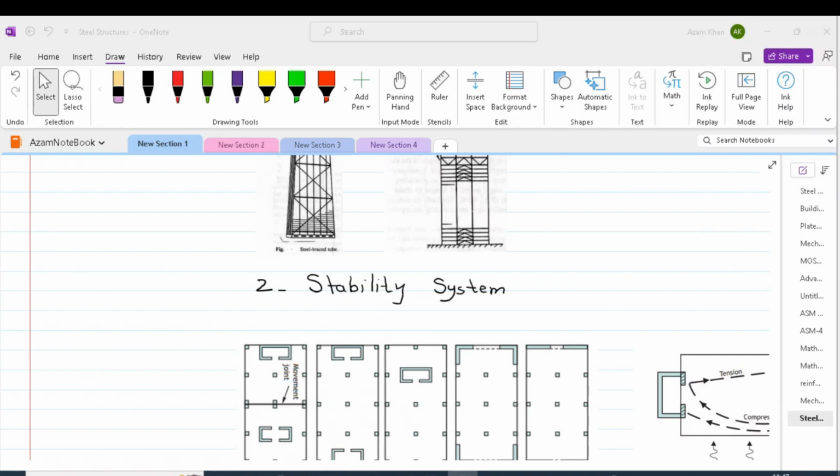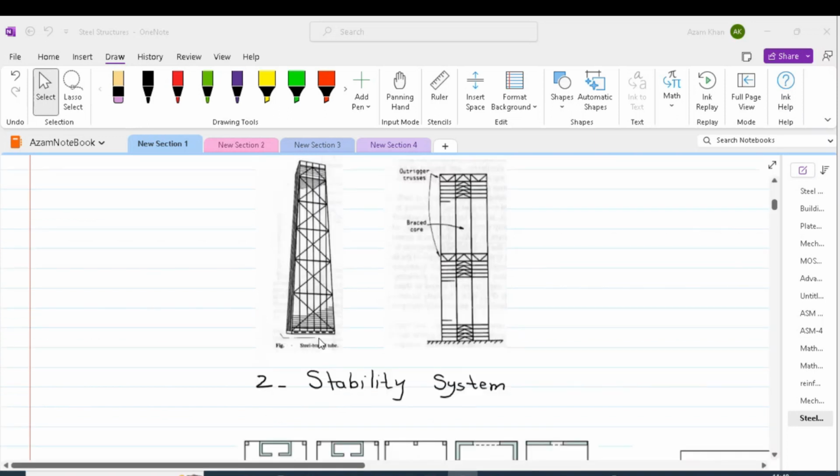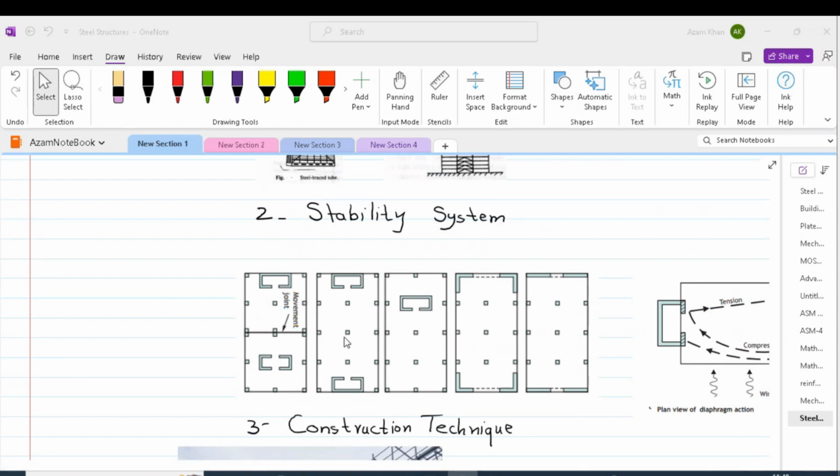We can have a lateral stability system involving bracing systems or shear walls. Lateral bracing systems are essential for preventing sway and lateral movement of the structure. There can be different types of bracing systems, including diagonal bracing, concentric bracing, and eccentric bracing. Bracing can be located either internally or externally. In other words, bracing can be located within the building frame or on the exterior.